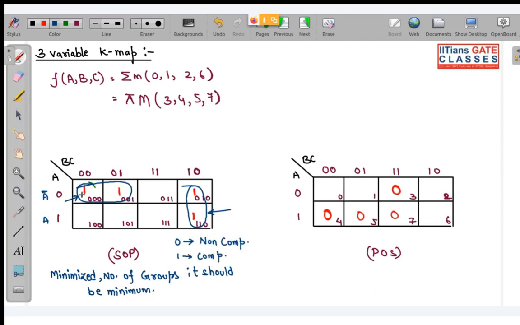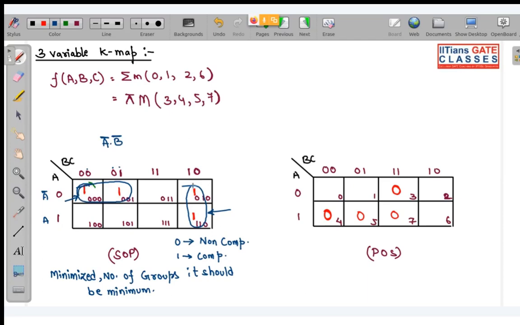So now see. Over here 0 is common for A, so I will be writing A complement. Now in this horizontal row, what do you see is common? Over here the value of B is 0, over here also B is 0, while C is 0 and C is 1. So B equal to 0 is common, and along with this I will write B complement. So the minimized SOP for this group is A complement, B complement.